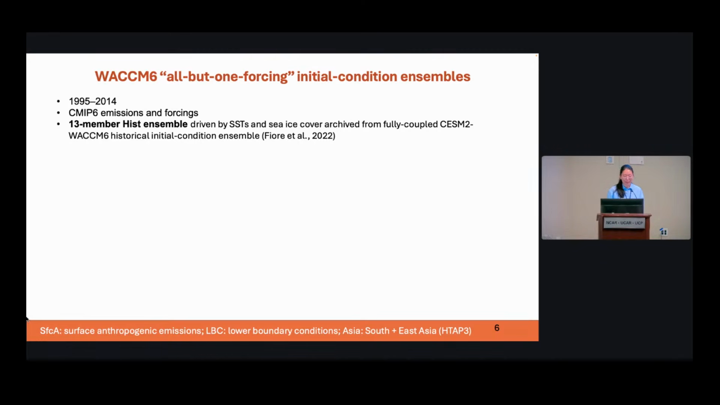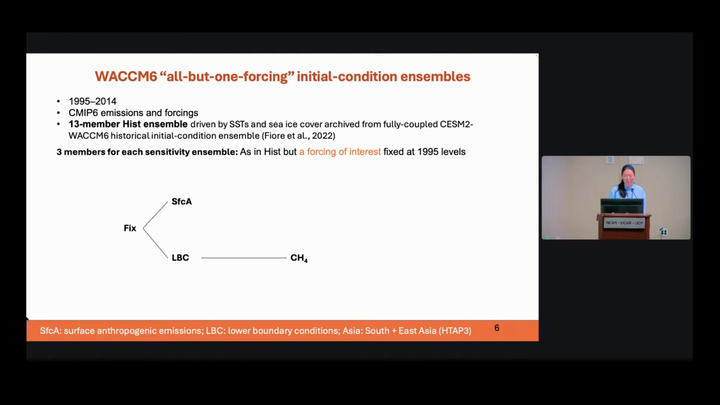And I picked the 3 members which have distinct ozone trend patterns to generate some sensitivity simulations. Basically, we fixed the forcing agent that we are interested in at 1995 levels. So for the methane impact, we fixed the lower boundary condition of methane at 1995. For the other ozone precursors, we fixed the surface and subtropical emission sources of them at 1995.